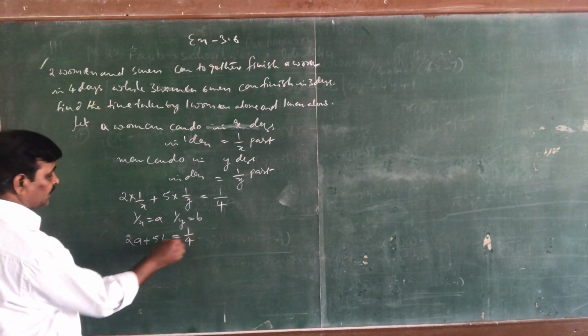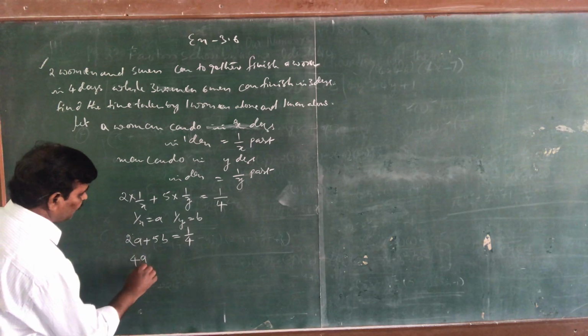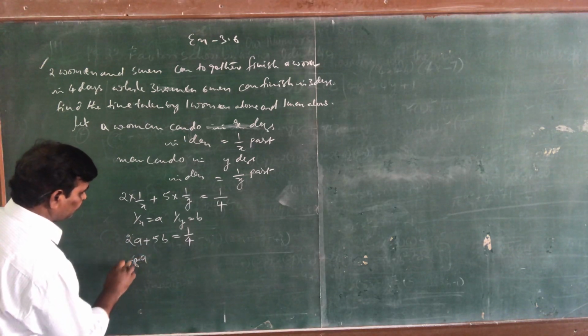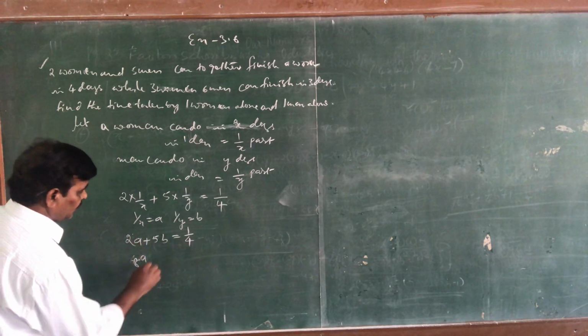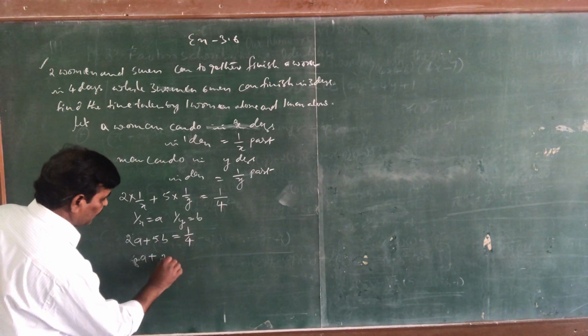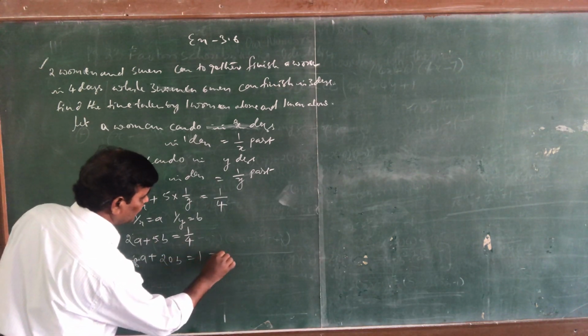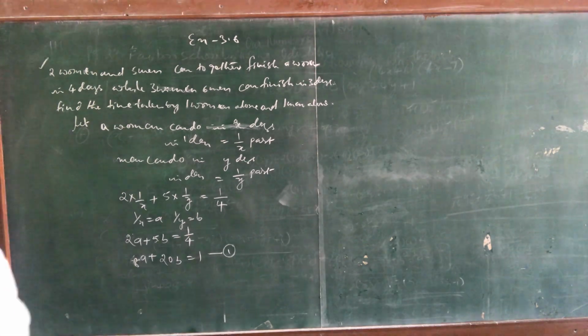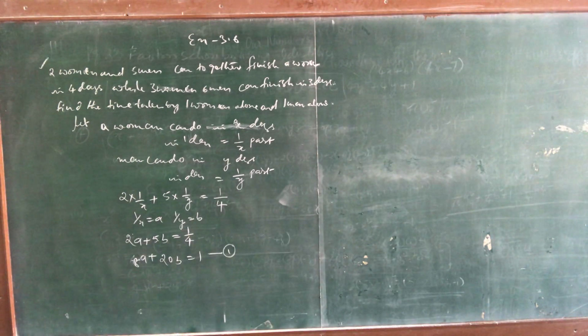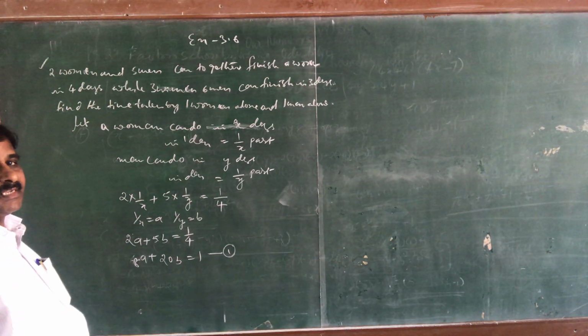Doing cross multiplication, it is 8A plus 4 fives are 20B is equal to 1. It is the first equation we got. Same like that, we have to frame another equation with the help of the second condition.